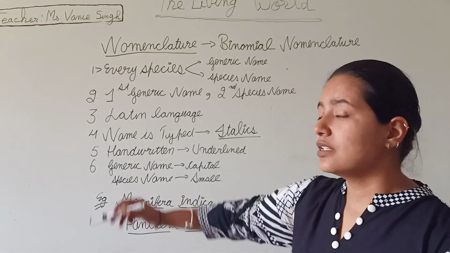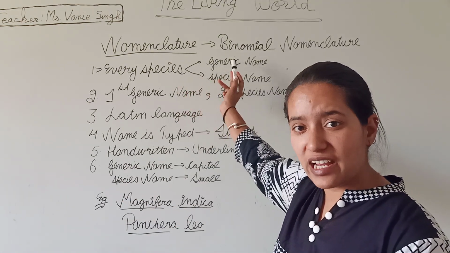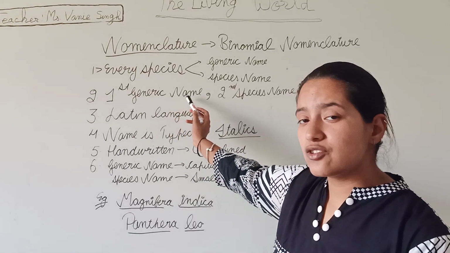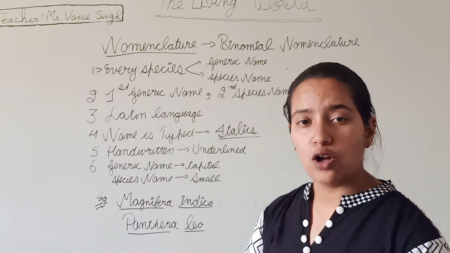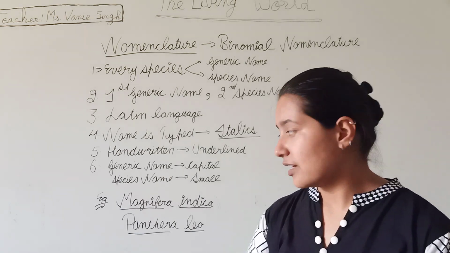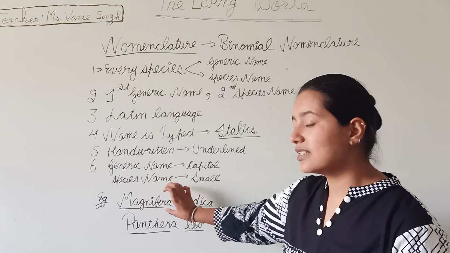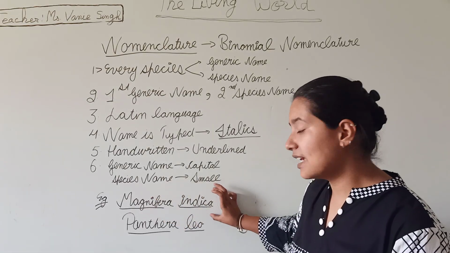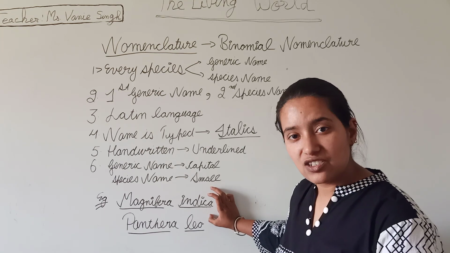The first rule: every species has a generic name and a species name. Next rule: the first word will always be the generic name and the second will always be the species name. Here I have written the example. Mangifera is the generic name and indica is the species name.